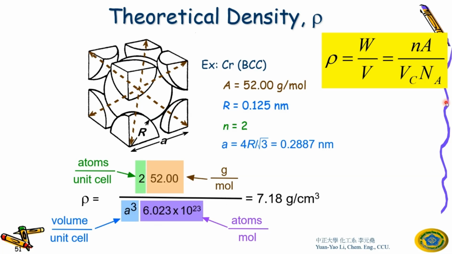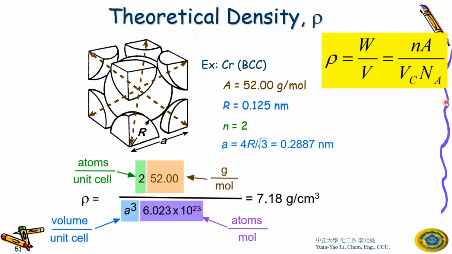As a result, you got an answer of 7.18 grams per cubic meter. So this is called the theoretical density of the chromium.